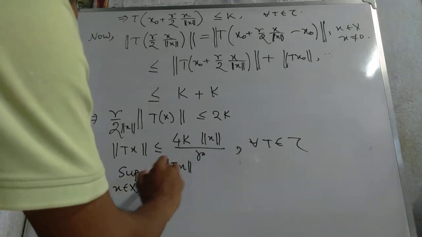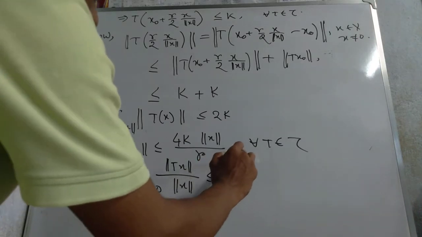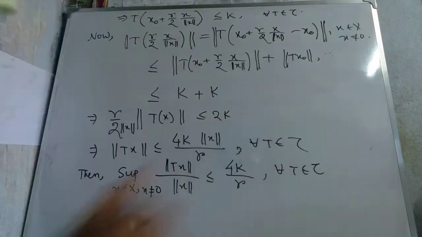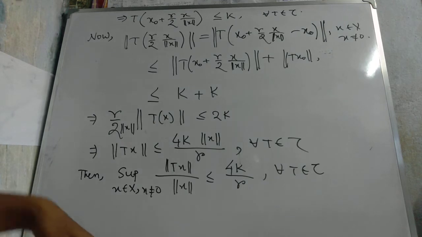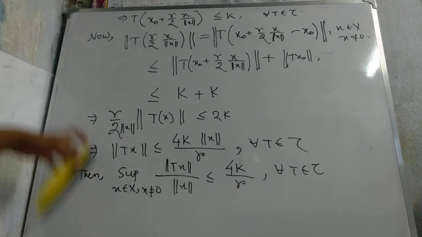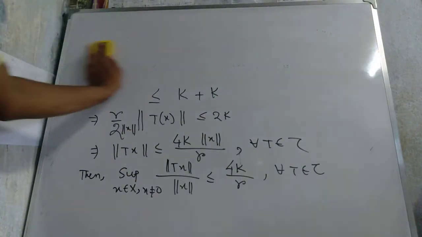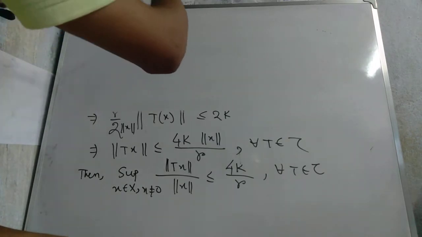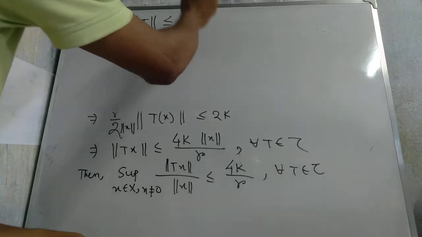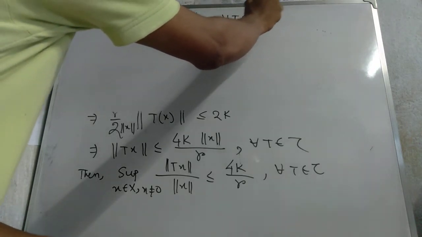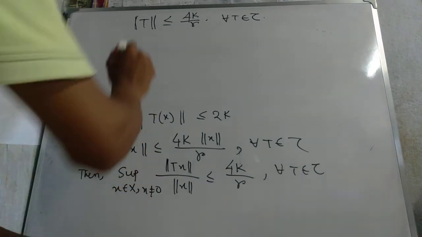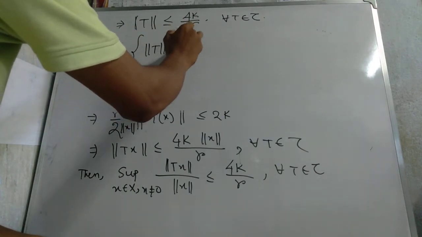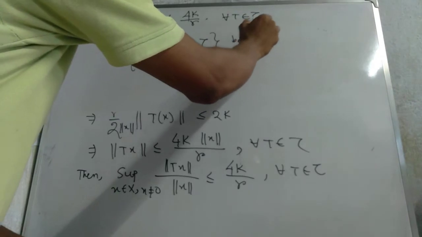Then supremum of norm of Tx by norm of x is less than or equal to 4k by r, for all T belongs to tau. Then norm of T is also in our portion. Then what we get? Norm of T is less than or equal to 4k by r, for T belongs to tau. Then this implies that norm of T, T belongs to tau, is bounded.